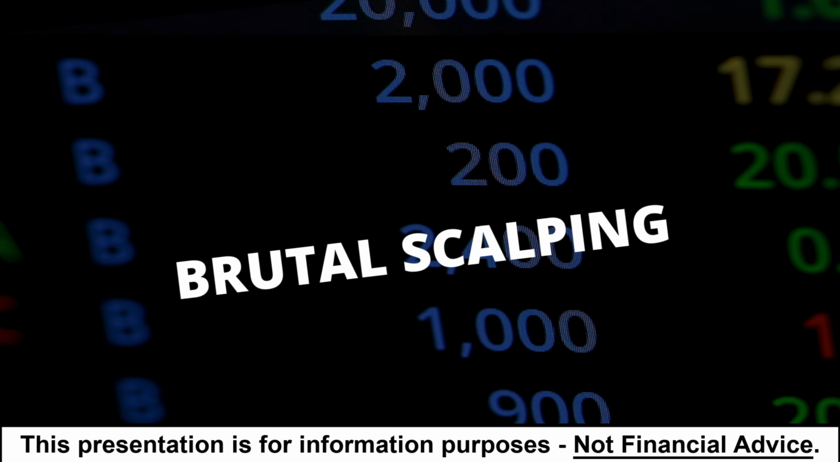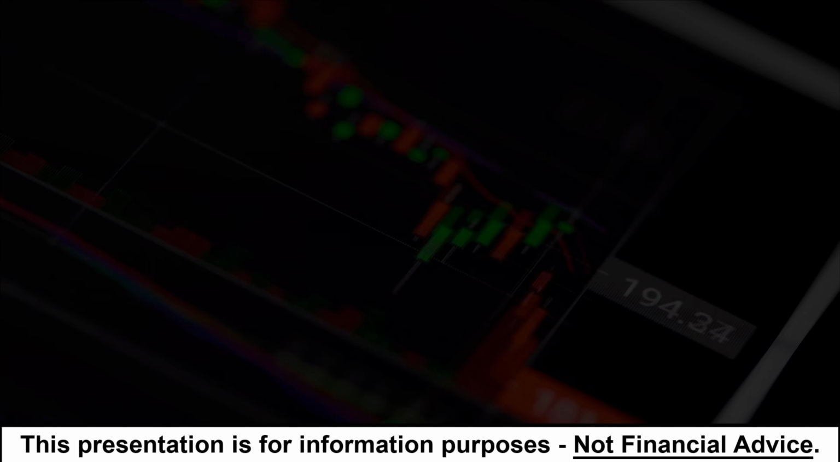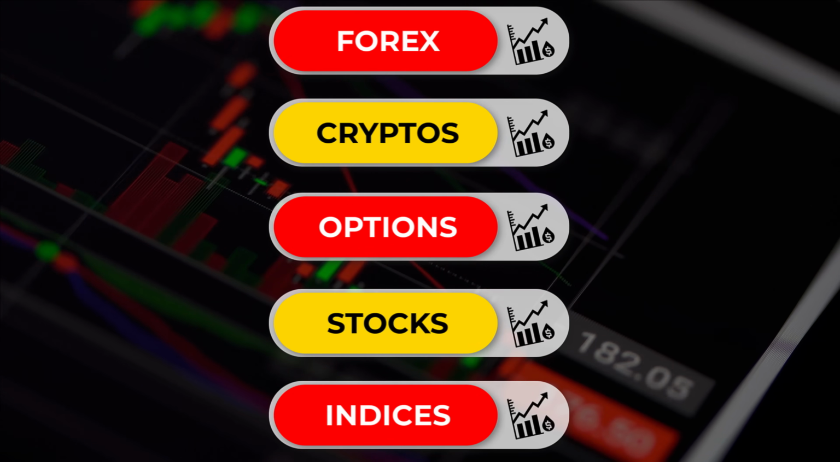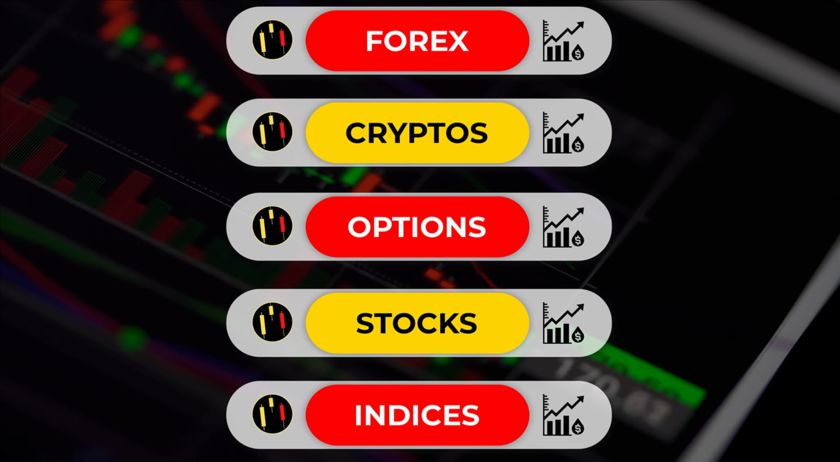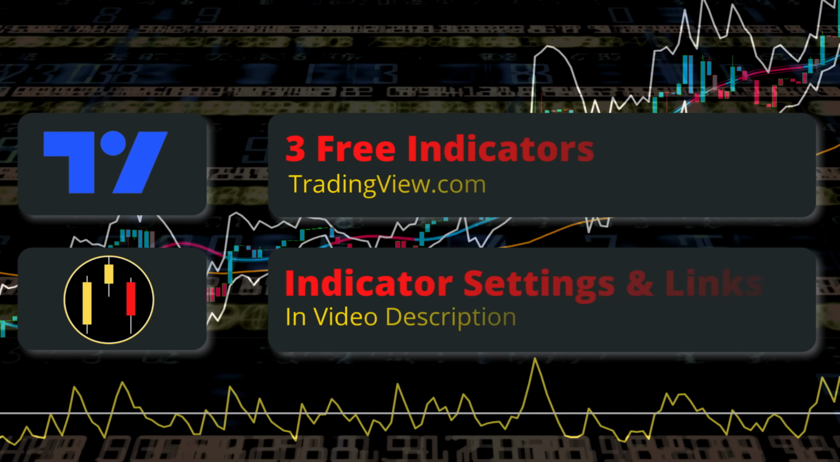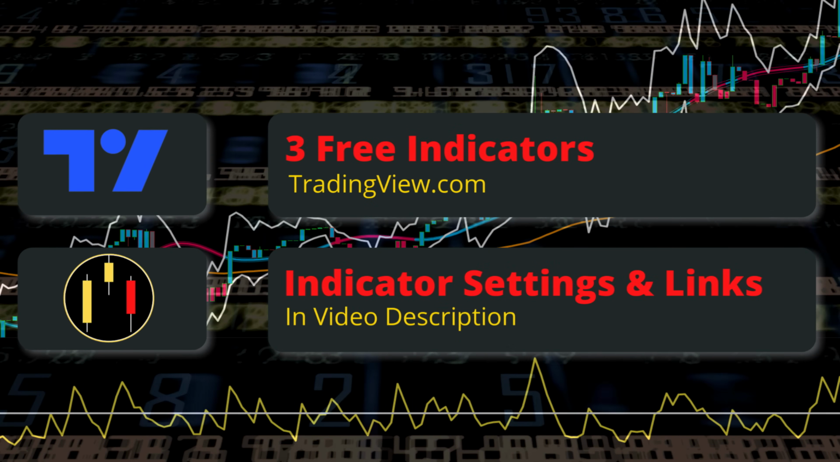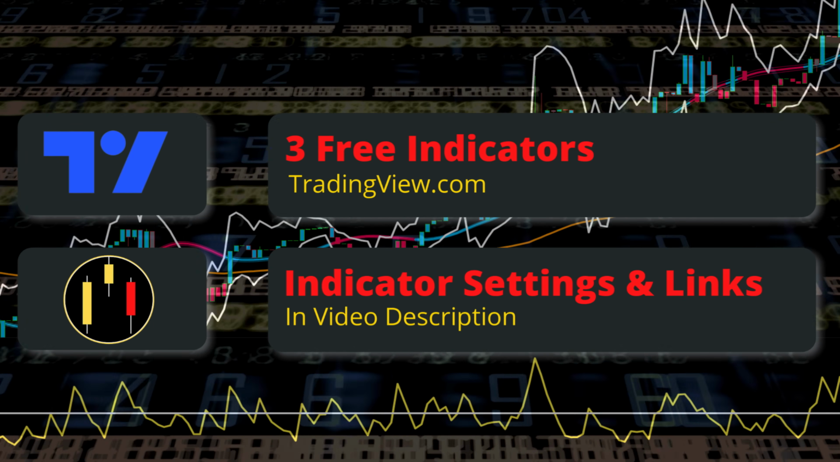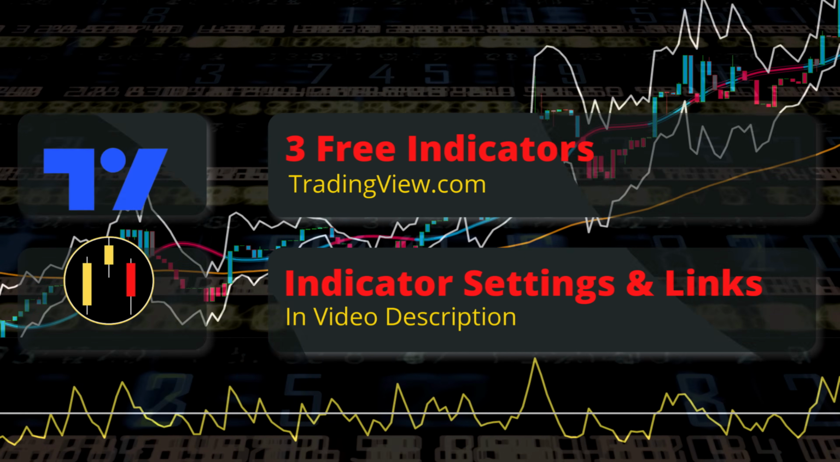I call this system brutal scalping, and like most trading systems, it can be applied to Forex, crypto, options, stocks, indices, or any instrument that has significant volume and market participants. This trading strategy uses 3 free TradingView indicators. As always, links and settings to all indicators are listed in the description below.